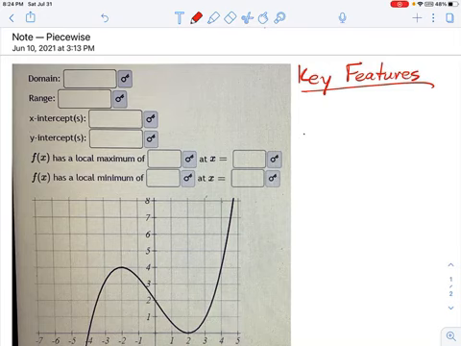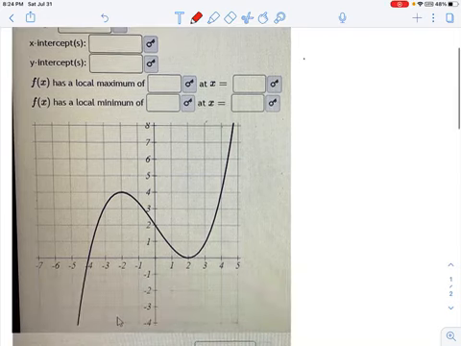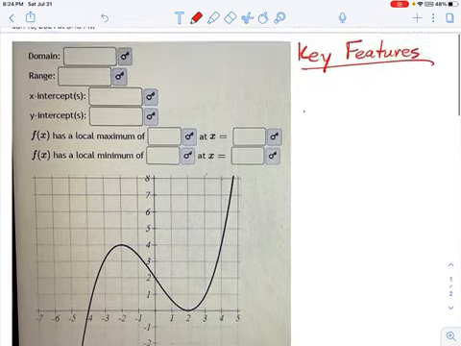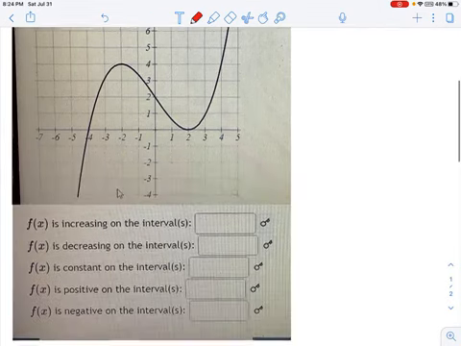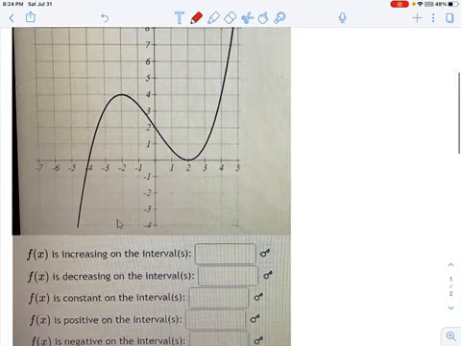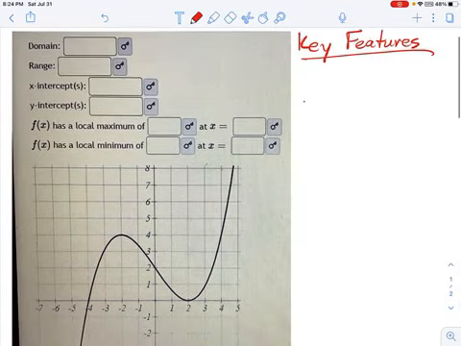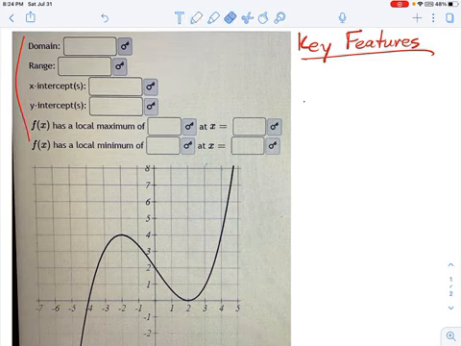Okay, so what we have here is a cubic function, right? It's swooping up, down, back up again. And we're asked for all the key features: domain, range, intercepts, maximum, minimum, and all these increasing, decreasing things. Which is no problem at all once you understand what these vocab words mean. But we might need a little practice at that. So let's go through it piece by piece here.